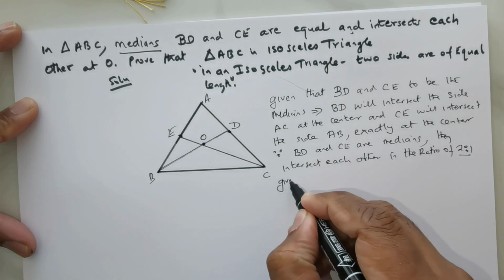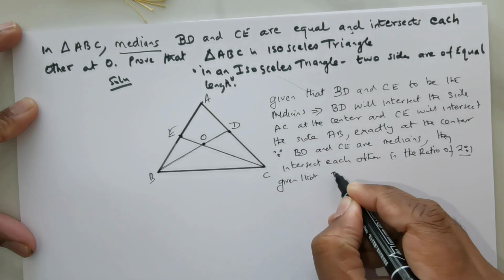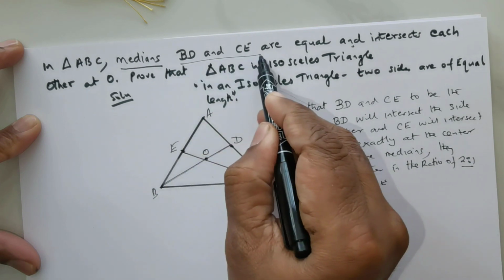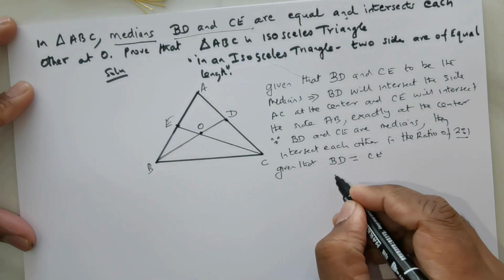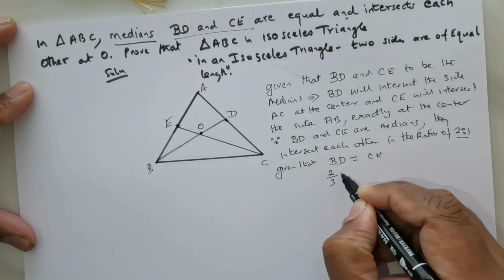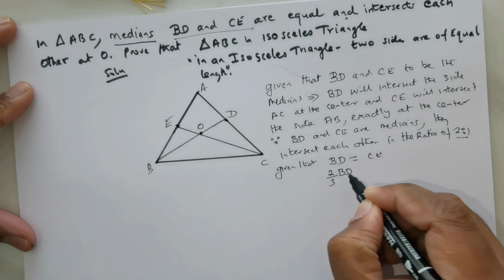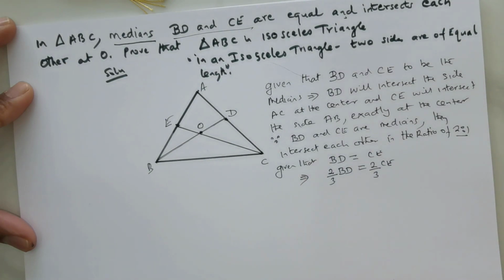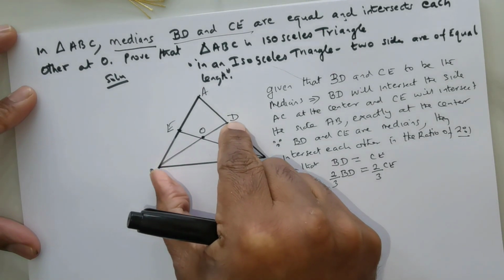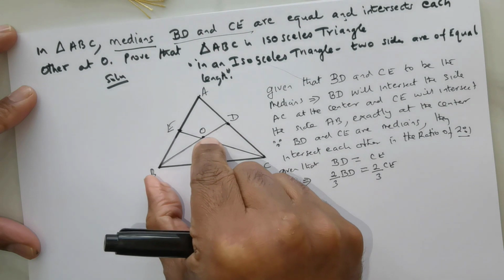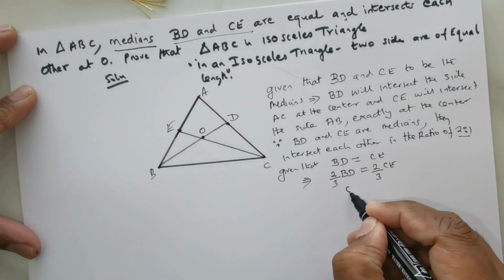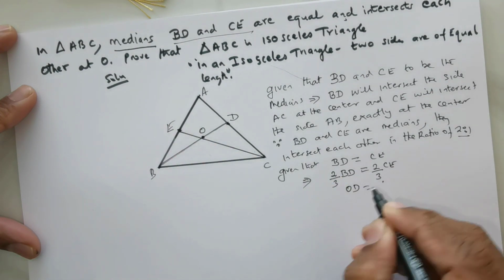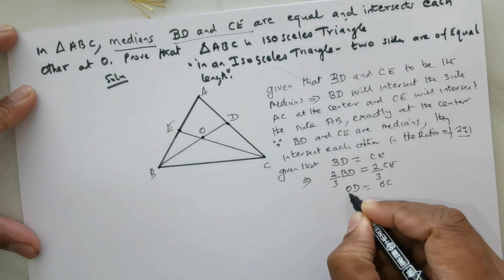Given that BD is equal to CE, this is given, right? Where is it given? You see this question, BD and CE are equal. So if I were to multiply both sides by 2/3, 2/3 of BD is equal to 2/3 of CE, right? But what is 2/3 of BD? You see this? This is the larger side, right? So 2/3 of BD is nothing but OD. What is 2/3 of CE? That's nothing but OC, right? So what have I shown here?